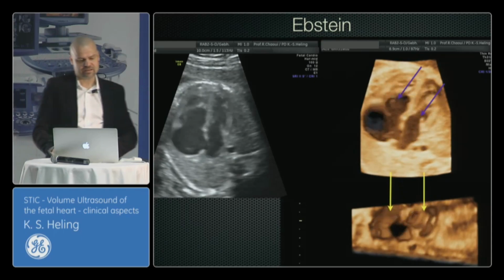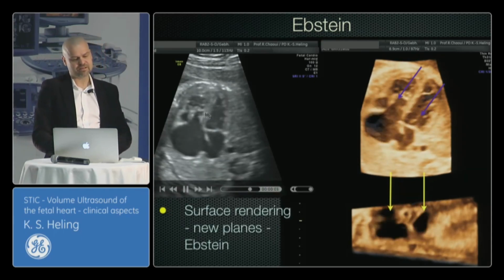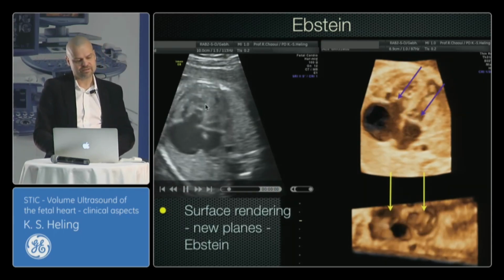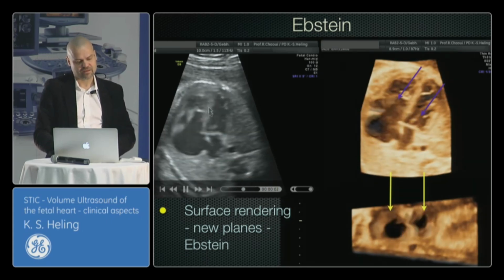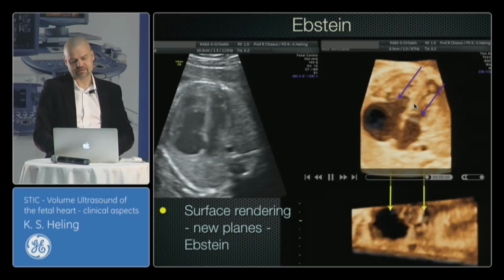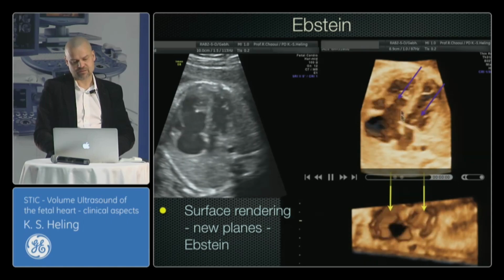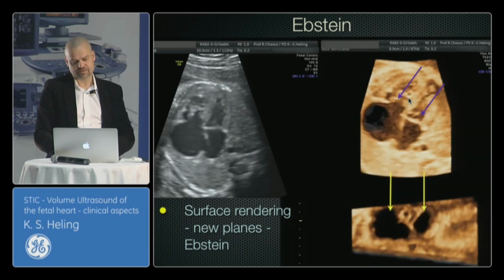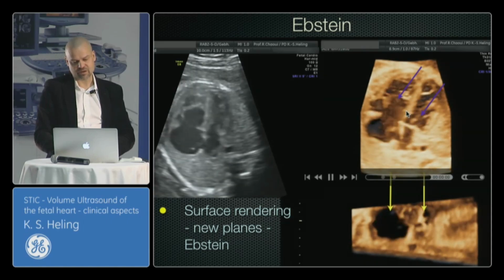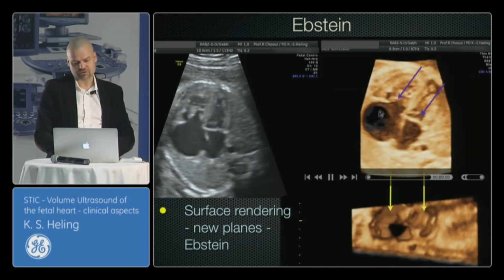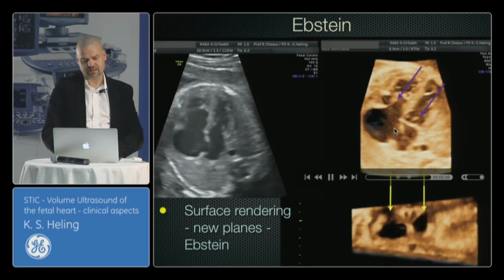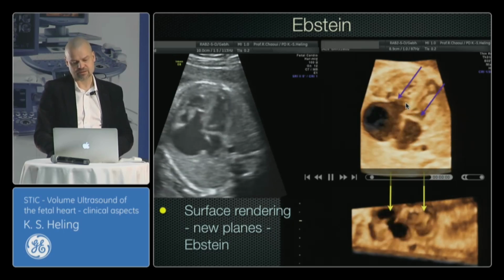And again, in a case with an Ebstein's anomaly, this is a normal course. You see the deep insertion of the tricuspid valve. This is a surface rendered image. You see the deep insertion of the tricuspid valve. You see the paradox movements. You see this large atrium with the atrialization of the right ventricle.